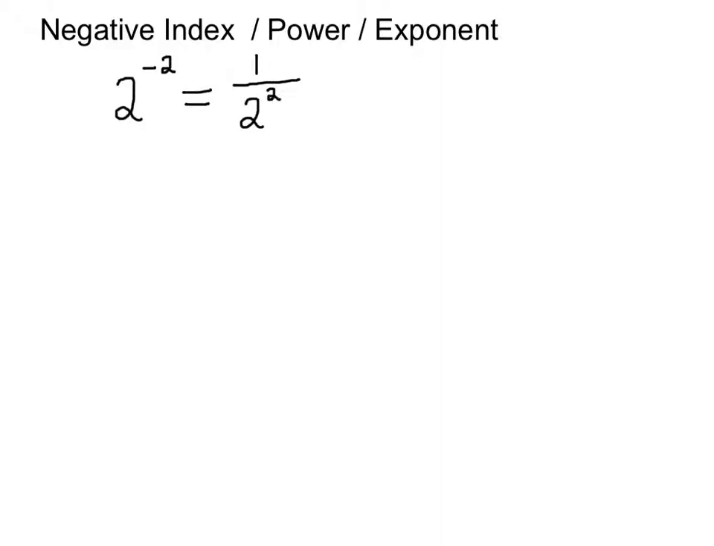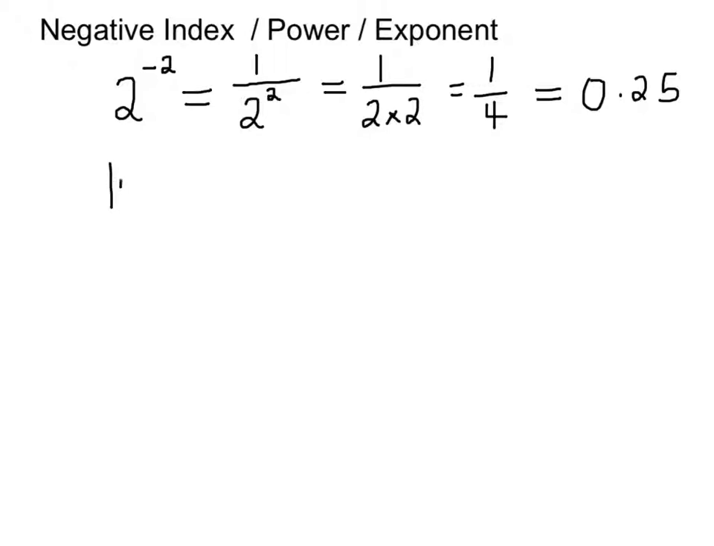Right? Now remember, 2 to the power of 2 is 2 multiplied by itself twice. So it's 2 by 2. So that's equal to 1 over 4. That's as a fraction. And as a decimal, 1 over 4 is 0.25. Let's look at another one. Let's say 10 to the power of minus 1. Well, 10 to the power of minus 1 is just 1 divided by 10 to the power of 1. And 10 to the power of 1 is just 10. And 1 divided by 10 is 0.1.